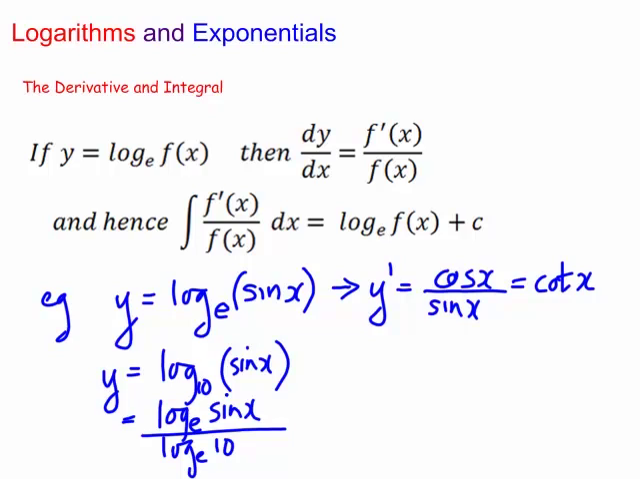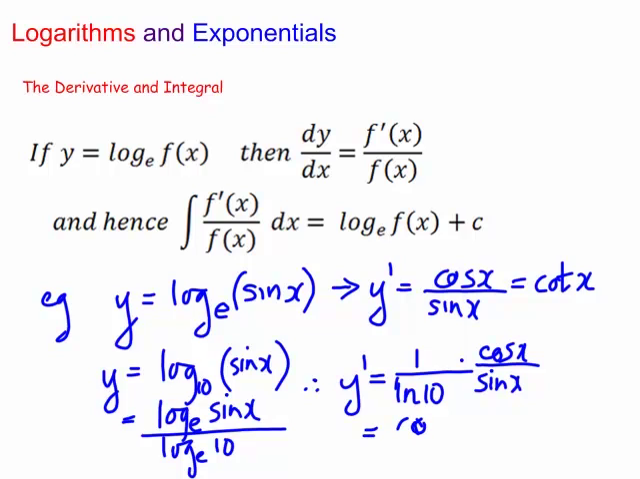So y dash will be the same for the log sine, so it'll be cos on sine, but it'll all be over log 10. I'll just change the notation slightly to ln 10, which is log to the base e of 10, and cosine x on sine x. I'd have to do the derivative of log of sine of x to the base e as before, put the derivative on top of the original function, and you can see the only difference is there's going to be cot x all over this constant ln 10.